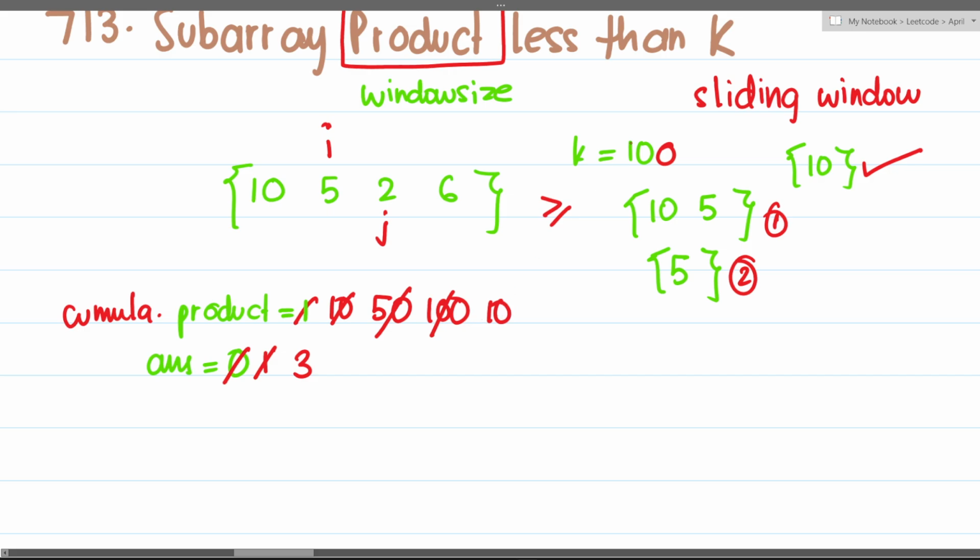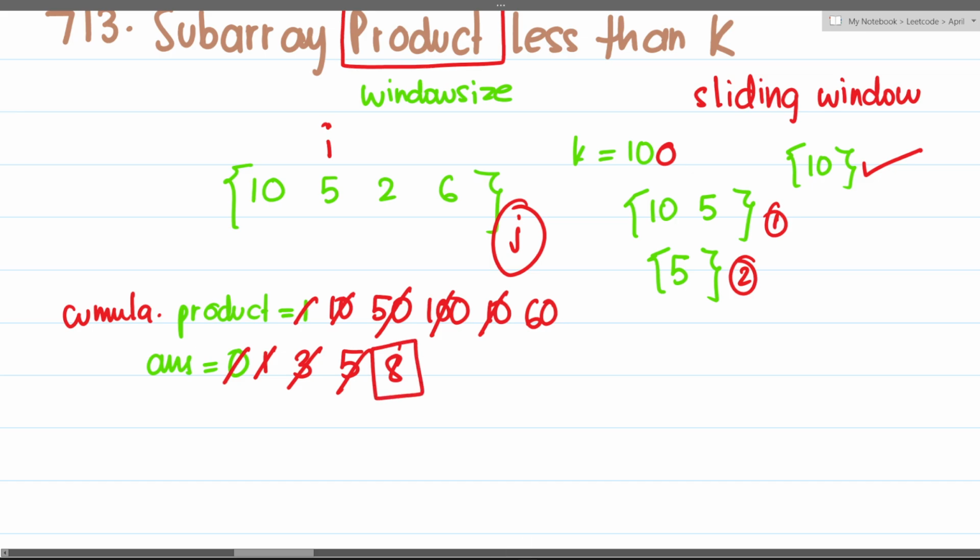This is my new window, 5 and 2, and its product is 10. It's less than k. So I'm going to increment my answer by how much? By 2. Perfect. Then I expand my window, 5 into 2 into 6. What is that? 60. So I'm just going to multiply the current cumulative product by 6. It becomes 60. It's less than k. The window size is 3. I increment my answer by 3. I increment my j, it goes out of bound, and that's the end of my procedure, right?